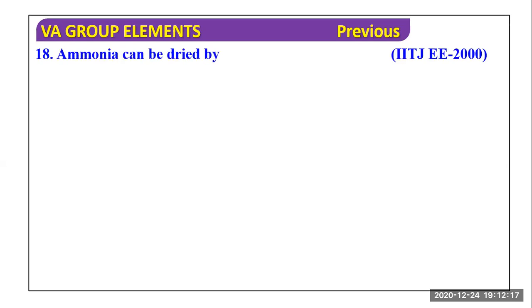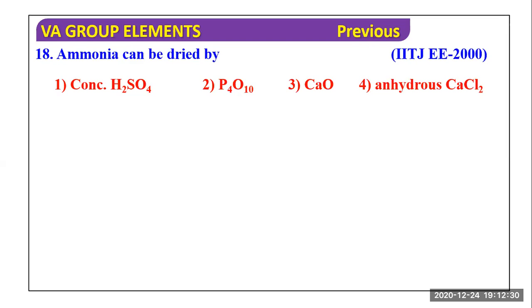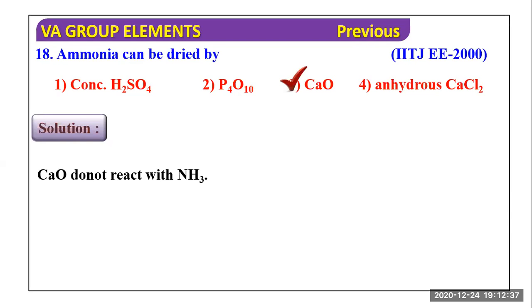Next question: ammonia can be dried by, again you know about this. Option 1, concentrated sulfuric acid. Option 2, P4O10. Option 3, calcium oxide or anhydrous calcium chloride. You know it is calcium oxide. Yes.